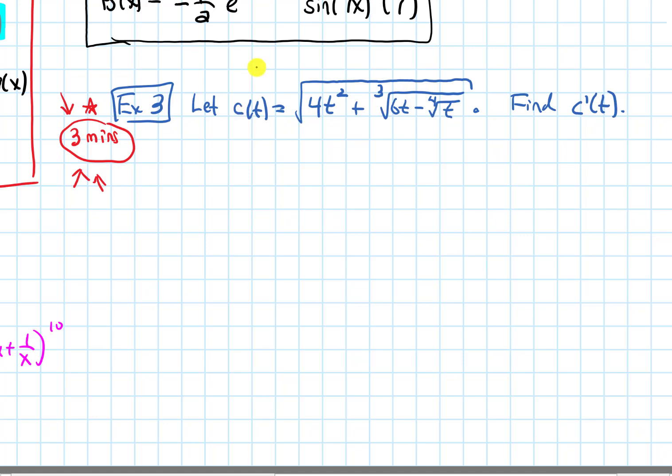Alrighty, so hopefully you did that. Hopefully you paused it and tried this for about 3 minutes. So for this one as well, I'm going to identify my outside function and my inside function.